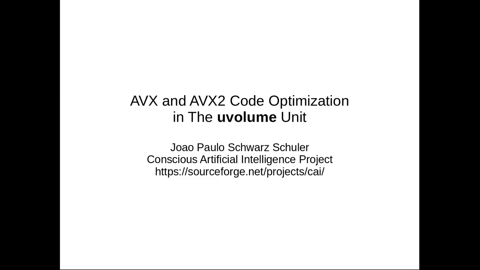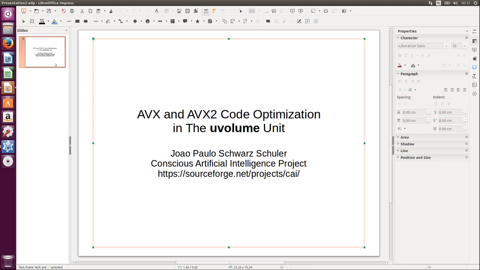Today we are looking in depth at some code optimizations found in the uvolume unit in regards to AVX and AVX2 assembler code. The host application was created in Object Pascal, but whatever we are looking at here does not depend on the host application. We are looking in depth at the actual AVX, AVX2 assembler code. So let's start.